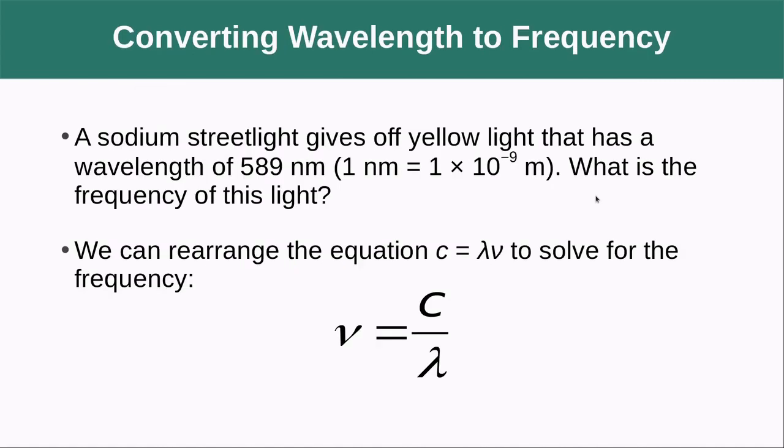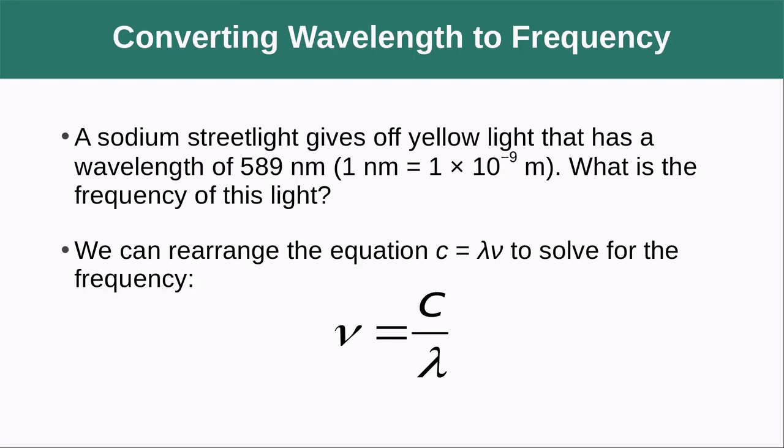So how do we interconvert between wavelength and frequency? We saw that they were related. We developed a thing. Let's do a little example here. We have a sodium street light that gives off yellow light that has a wavelength of 589 nanometers. What is the frequency of this light?